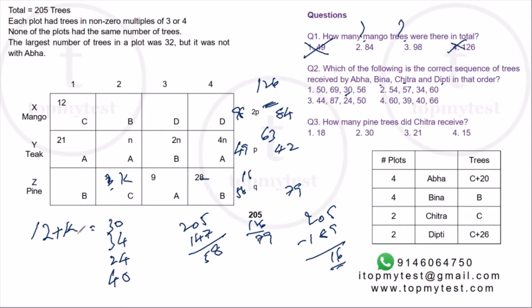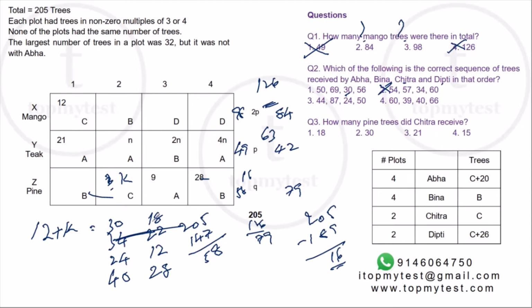Let's see which of them satisfies. 12 plus K, so K will be 18. In this case, it will be 22. In this case, it will be 12. In this case, it will be 28. Now, 22 cannot be an answer. Why? Because the number of trees in each plot should be non-zero multiples of 3 or 4. So this is out straight away. So 34 is out. 18 may be possible.